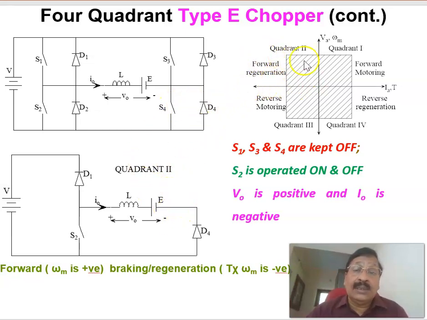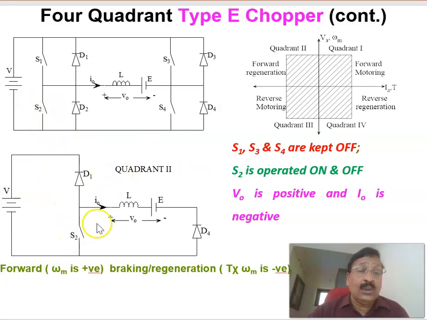Now let us see that one. In order to work in the second quadrant, the conditions of the switches are: S1, S3 and S4 are all kept off, and we are controlling only the switch S2. Therefore, the equivalent circuit is this one.